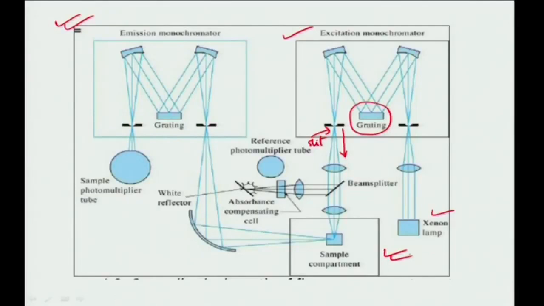This is your sample compartment. I will not discuss it in detail, but I will quickly tell you that you see there is a beam splitter here. Remember the beam splitter we had in the absorption spectrometer. In this case, one part is coming to the sample, and a part of this light is going to a compensating cell, called a reference sample, and it goes to a reference photomultiplier tube.